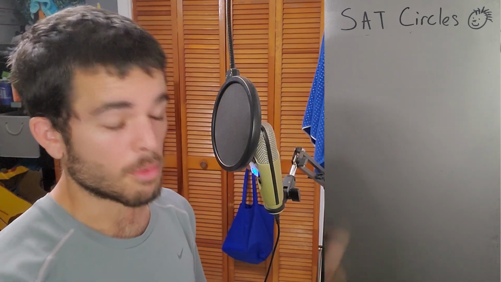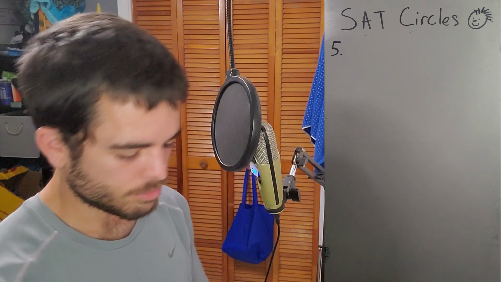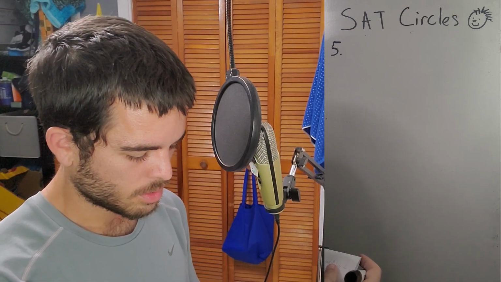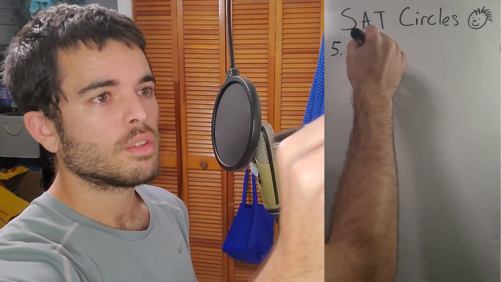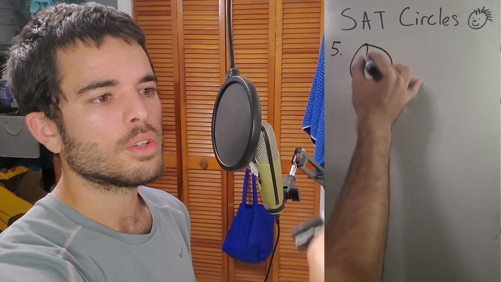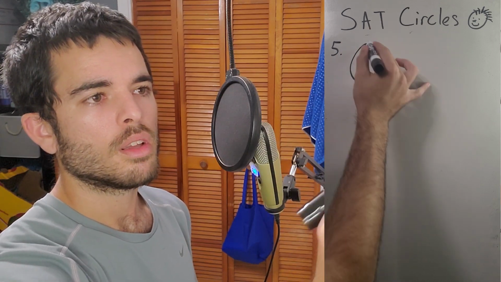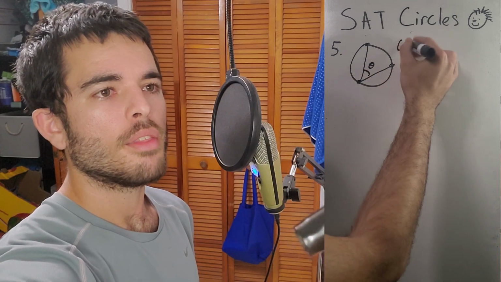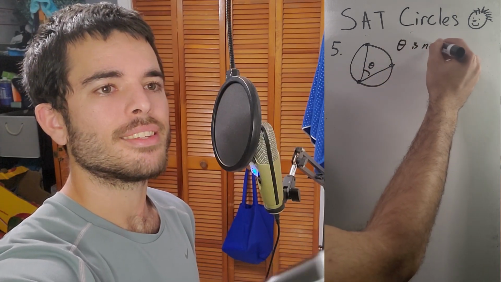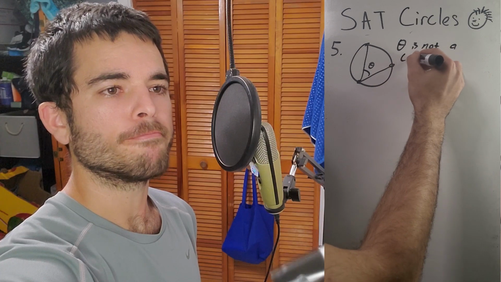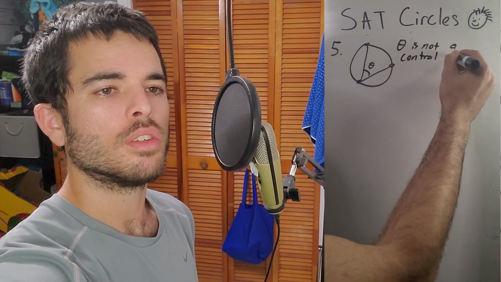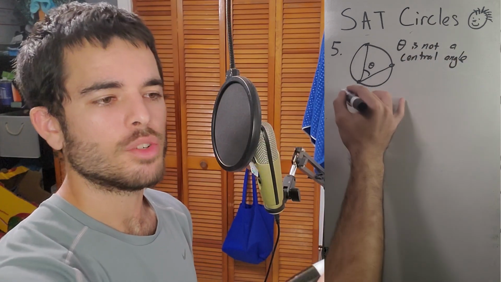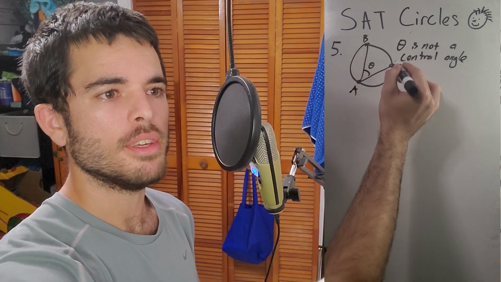All right, number five. Slightly different. I know it looks like a slice of pizza. But what's different about this image from the image before? Theta is not a central angle. It is not a central angle. Let me label this A, B, and C.